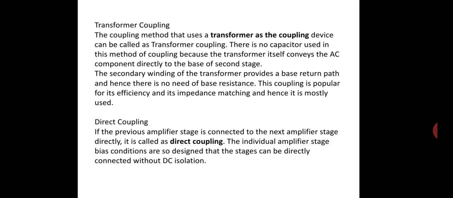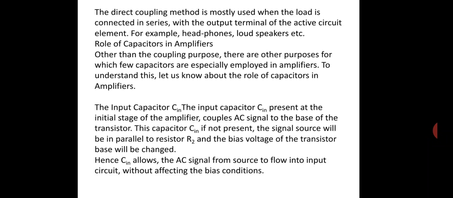If the previous amplifier stage is connected to the next amplifier stage directly, it is called direct coupling. There are no coupling devices. The output of the first stage is connected to the input of the second stage without any device. The individual amplifier stage bias conditions are designed so that the stages can be directly connected without DC isolation.